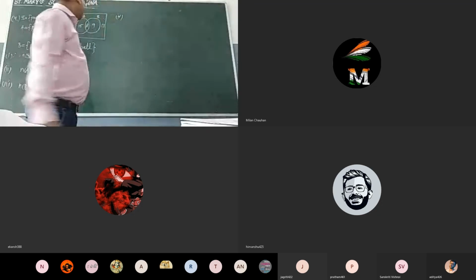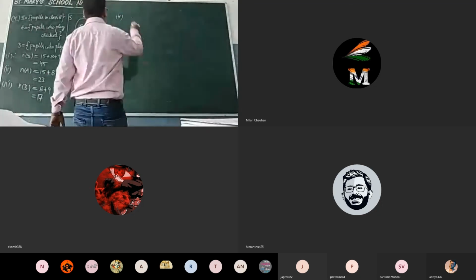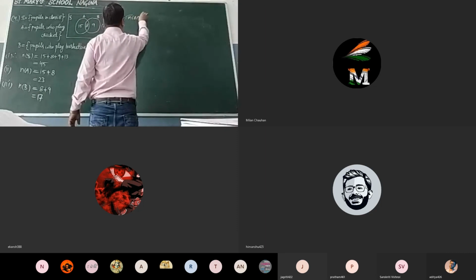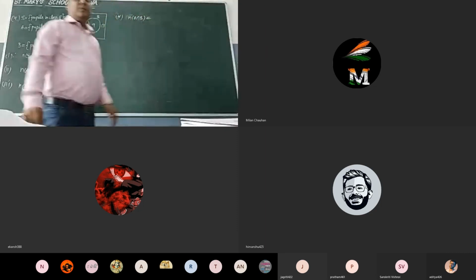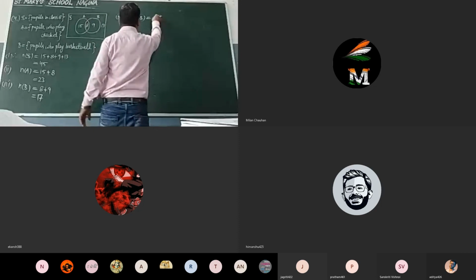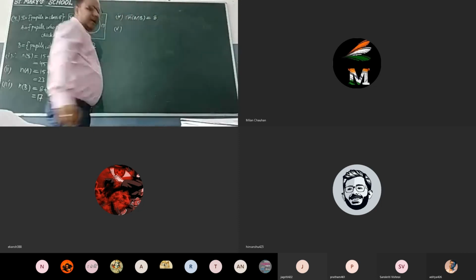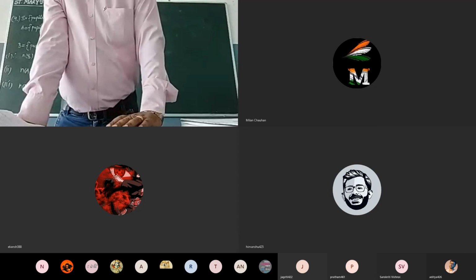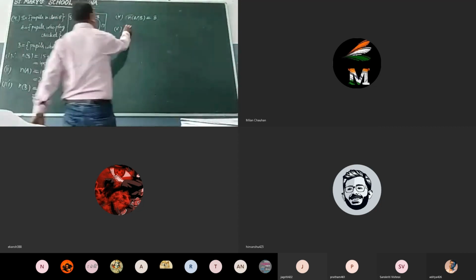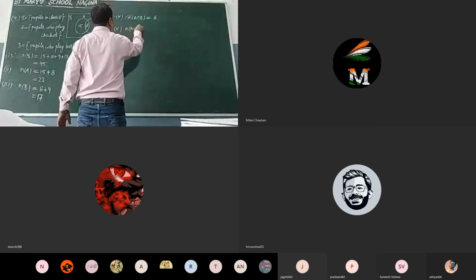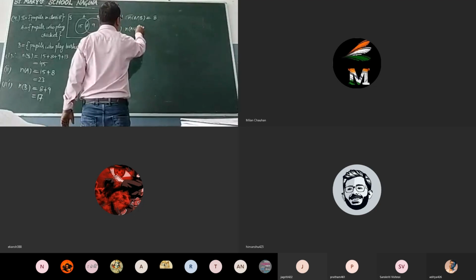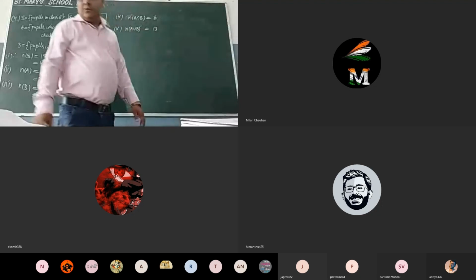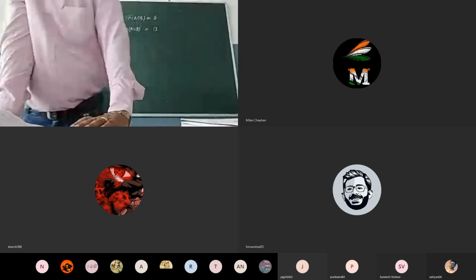Play both cricket and basketball. So A intersection B is A. Next part, play neither cricket nor basketball. It means n(A union B)dash. So you can check the answer.